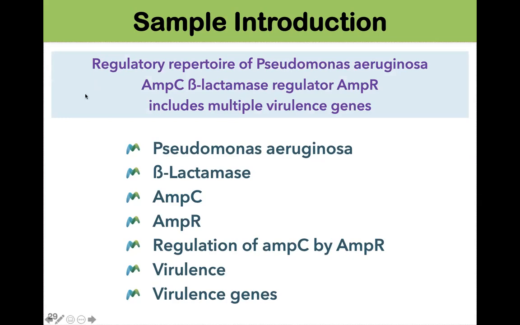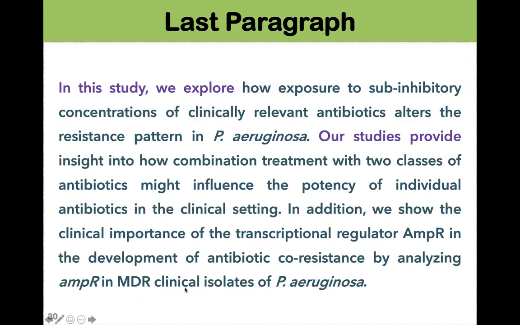I need a paragraph about what is Pseudomonas aeruginosa. I need to tell them what is a beta-lactamase. I need a paragraph on AmpC. I need a paragraph on AmpR. And then I need a paragraph on regulation of AmpC by AmpR. And I need to talk about what is virulence and what are virulence genes. So essentially, my introduction will have 7 paragraphs, right?